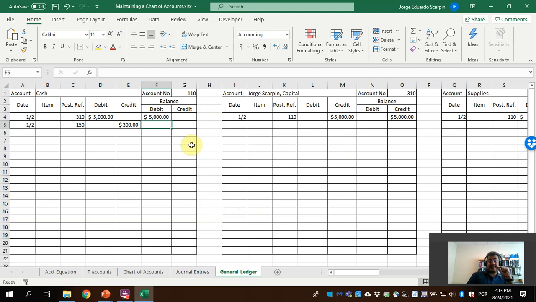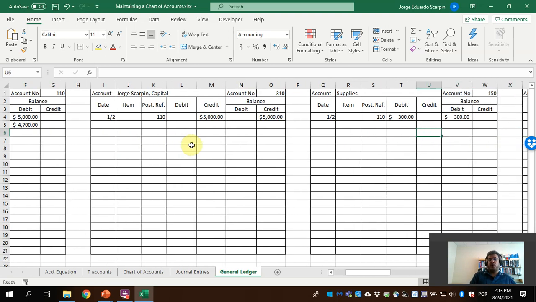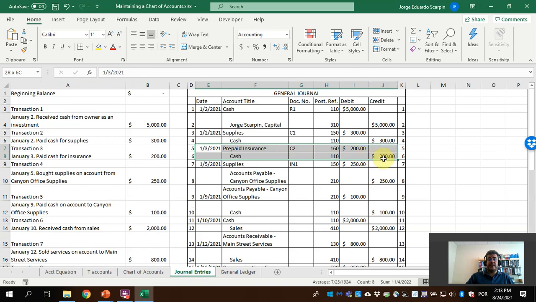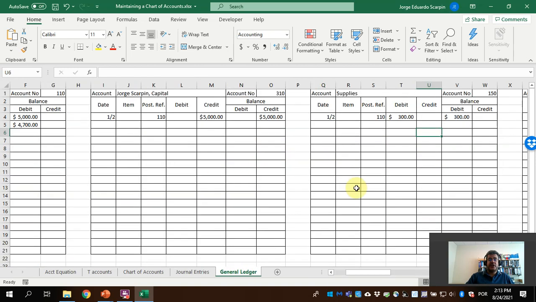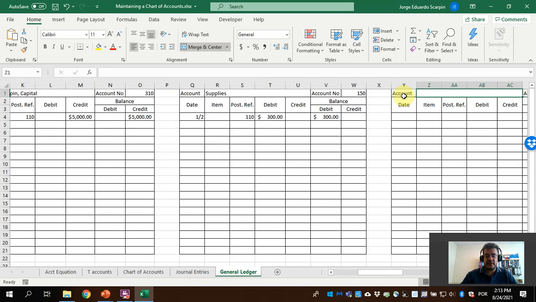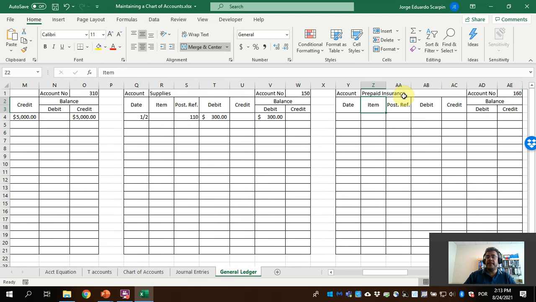Our ending balance, and then we will be able to copy and paste the formula. It is the previous balance plus any debit less any credit. $4,700. We don't need other formulas here because they have only one transaction. Third one, prepaid insurance and cash. Prepaid insurance, nothing yet. So, prepaid insurance. Account number 160.